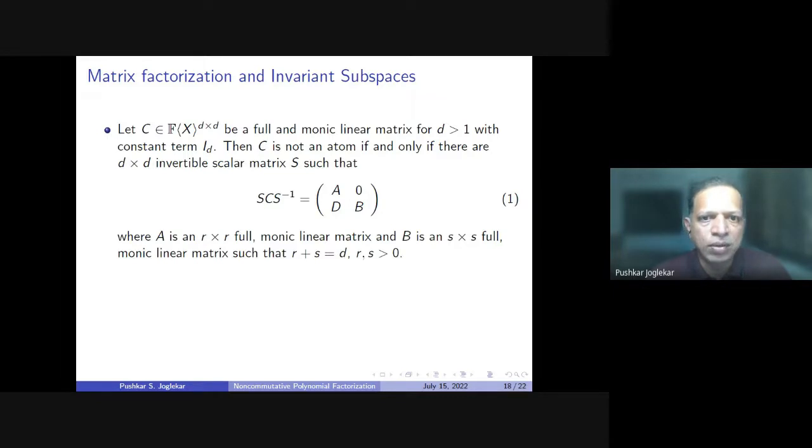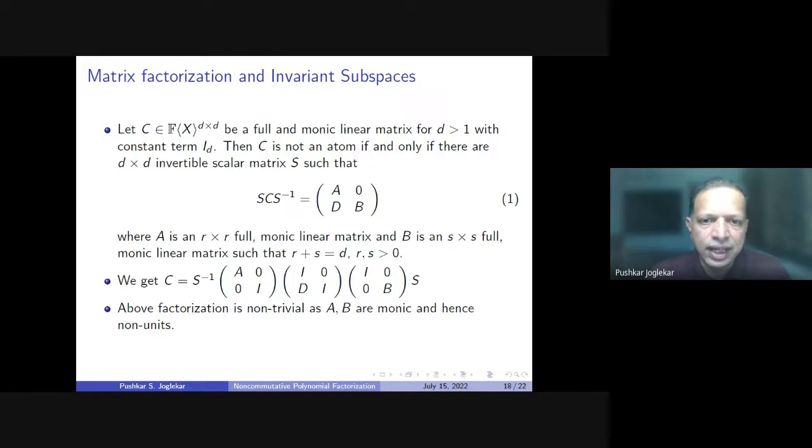Let C be a full monic linear matrix whose constant term is identity. Then C is not an atom if and only if under some suitable basis change, we can transform C to the block form shown. The form we discussed, which has a non-trivial top right block of zeros, where this matrix A is an R cross R full monic linear matrix, and B is an S cross S monic linear matrix.